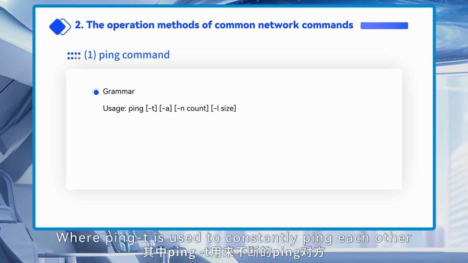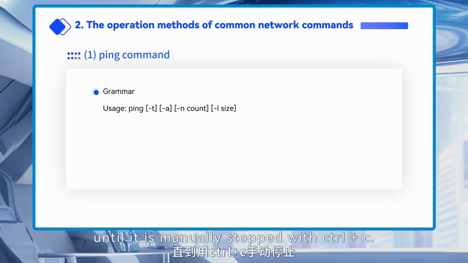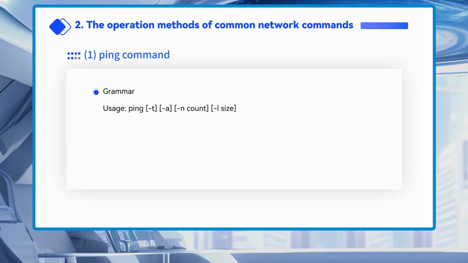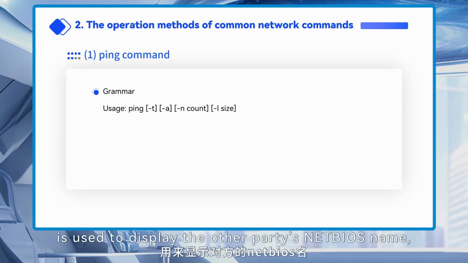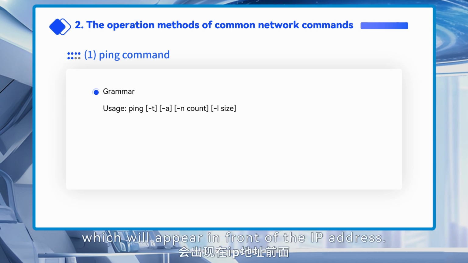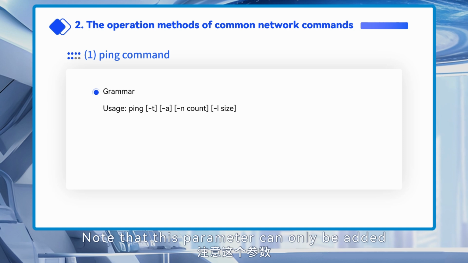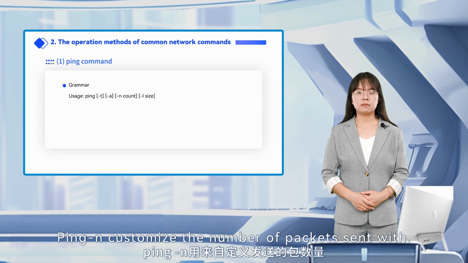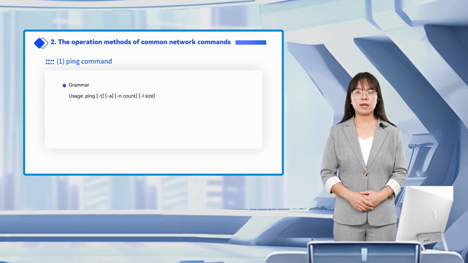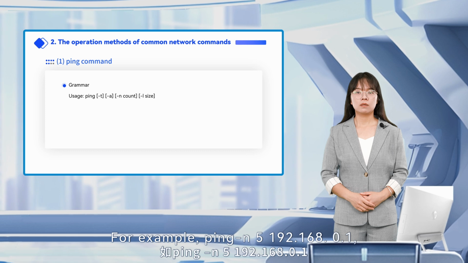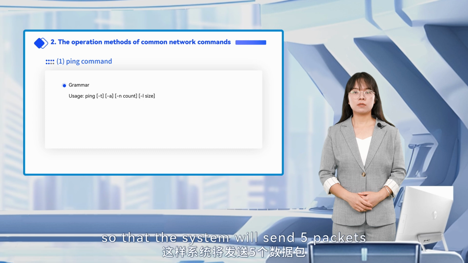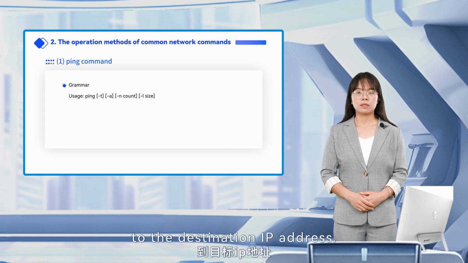The syntax of the ping command is ping -t -a -n count -l size, where ping -t is used to constantly ping the other party until it is manually stopped with Ctrl+C. Windows defaults to 4 packets. Ping -a is used to display the other party's NetBIOS name, which will appear in front of the IP address. Note that this parameter can only be added before the target IP address. Ping -n customizes the number of packets sent. For example, ping -n 5 192.168.0.1, so that the system will send 5 packets to the destination IP address.